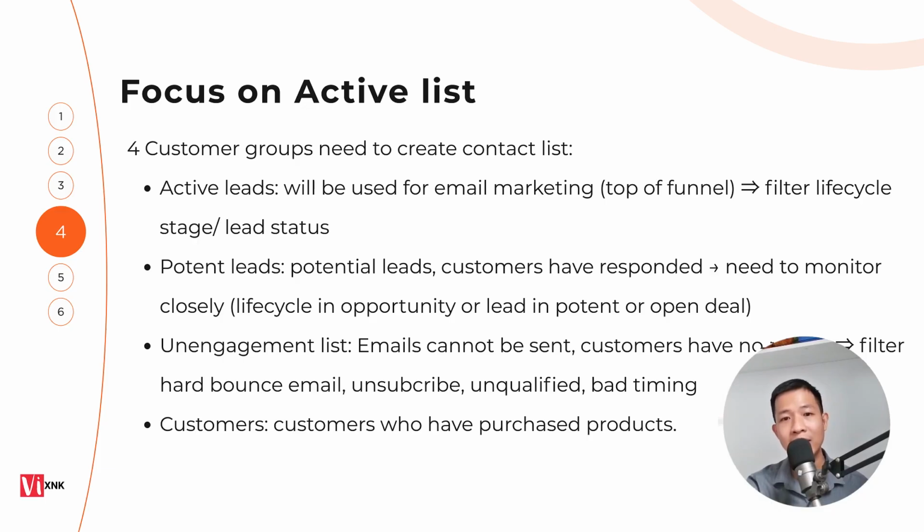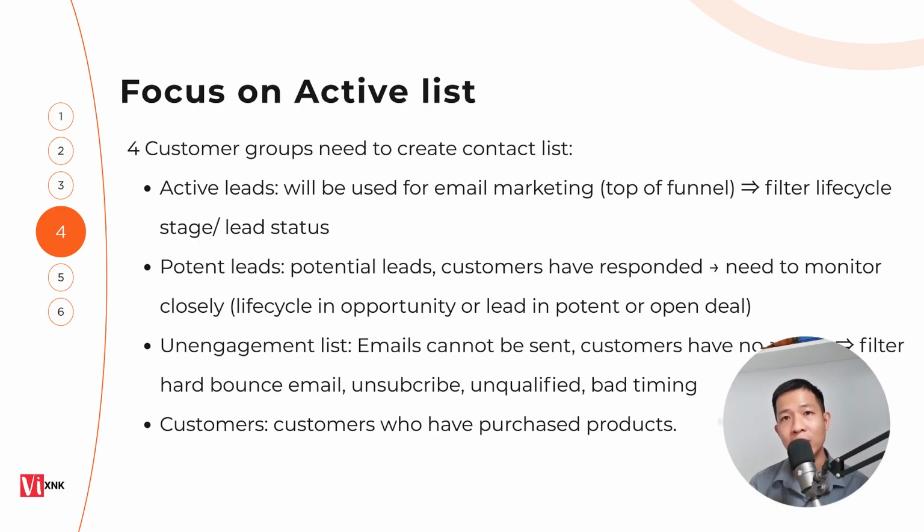The unengagement list includes email lists that couldn't be delivered, or lists where people have no interest or are unqualified, that is, they don't fit your customer profile. So you can filter by hotbound email, unsupplied, unqualified, or bad timing. This unengagement list is very important in email marketing, everyone. Why? Because when you run an email marketing campaign, for example, you send to a list of 1,000 customers, 1,000 contacts, and among them, there will be a certain percentage of customers who first click unsubscribe and second, emails that fail to be delivered.